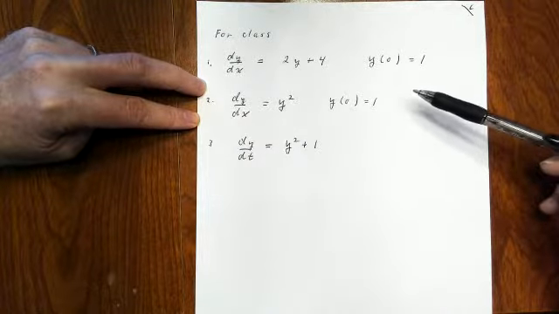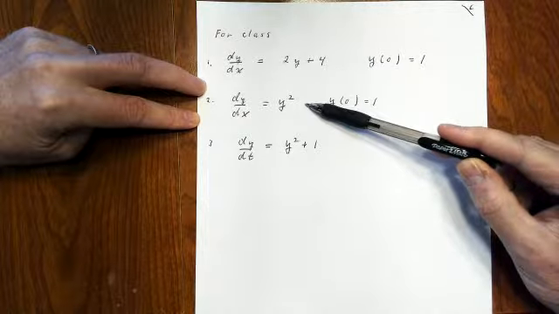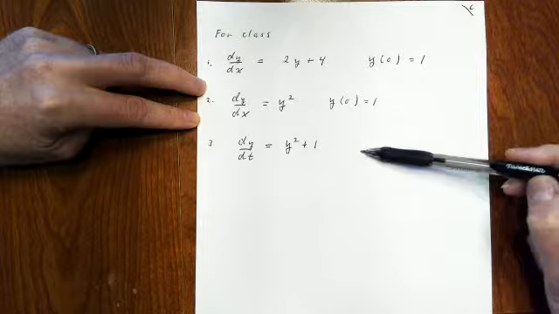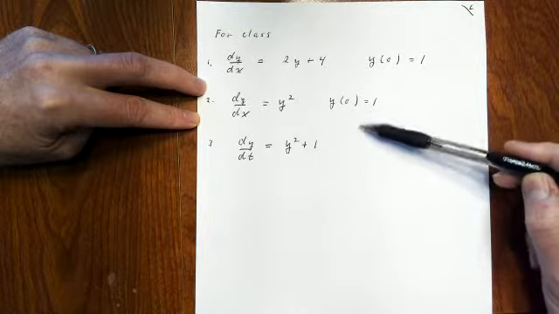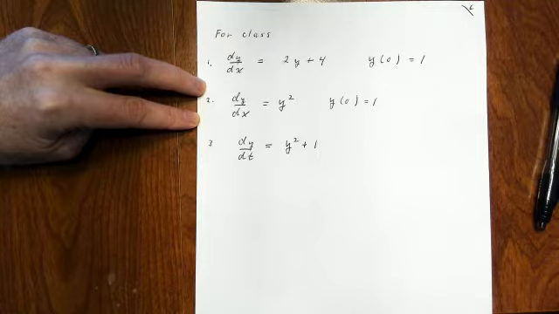For each of these, you should find y in terms of x, y in terms of x, y in terms of t. However, this third example does not have an initial value, so it will have an arbitrary constant. So please do these for the next class.